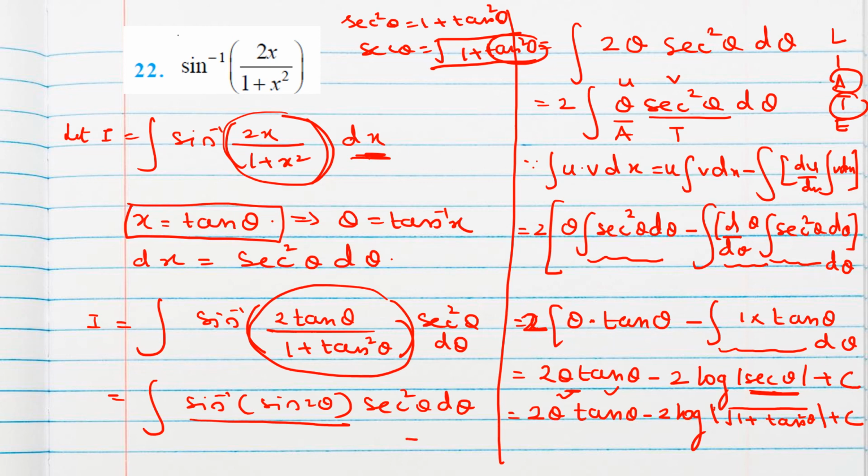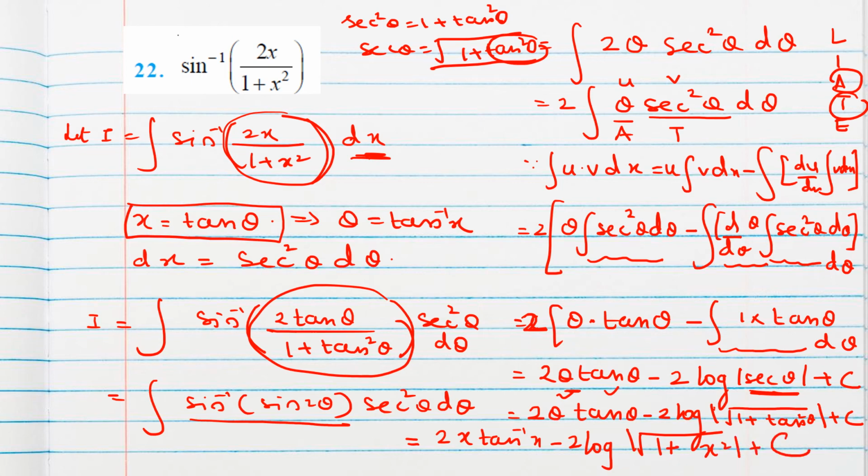So finally we'll get 2 tan inverse x. Tan theta is x, so better to write here 2x tan inverse x. 2x tan inverse x minus 2 log of square root of 1 plus x square, plus c.